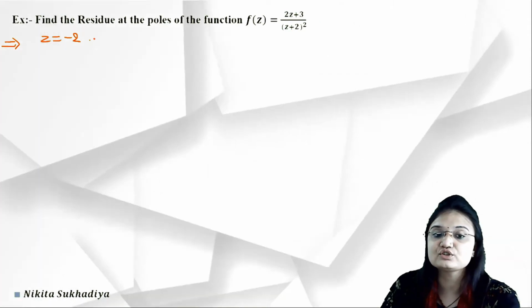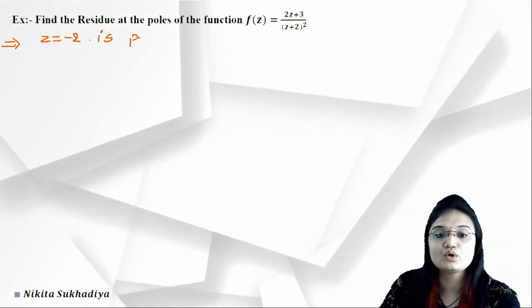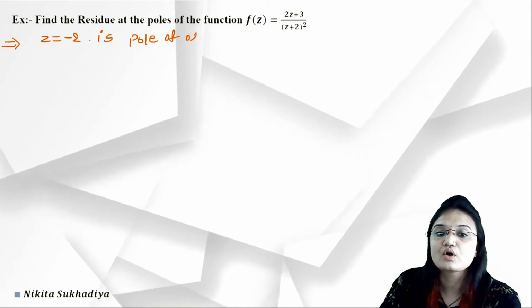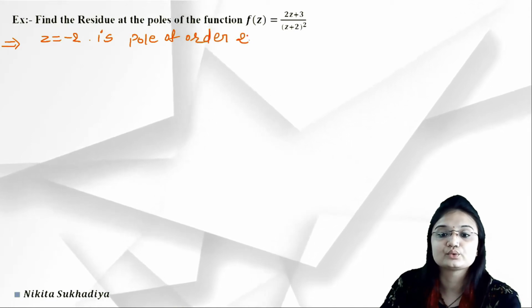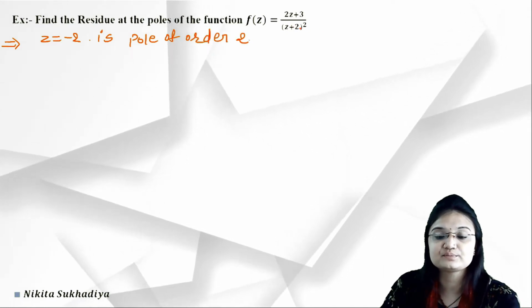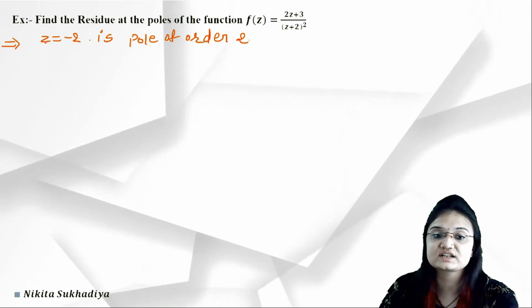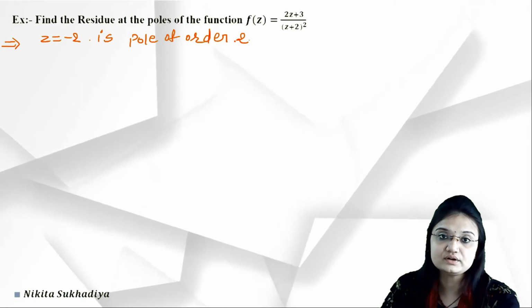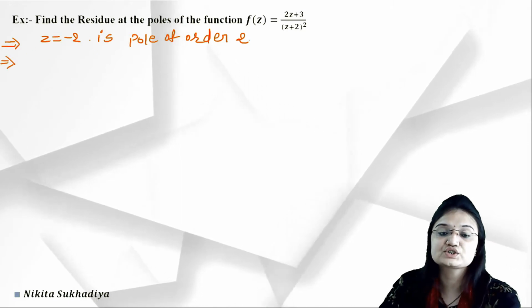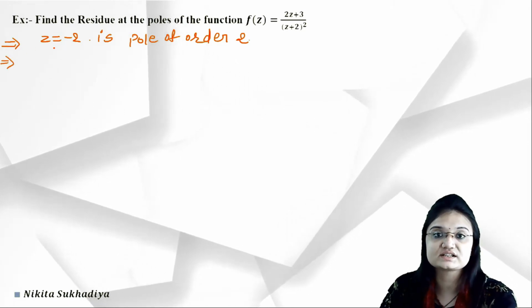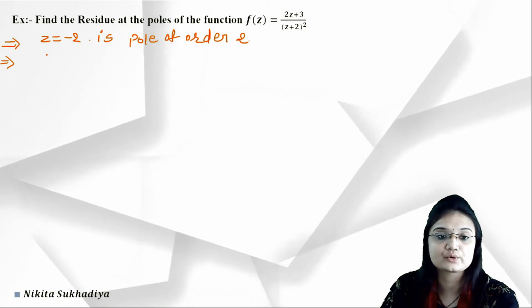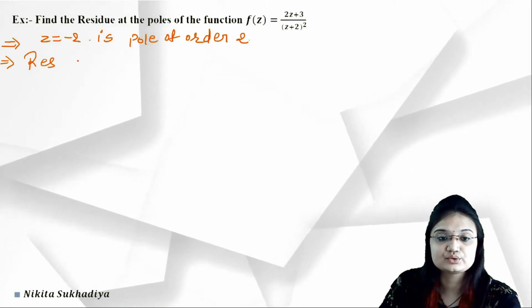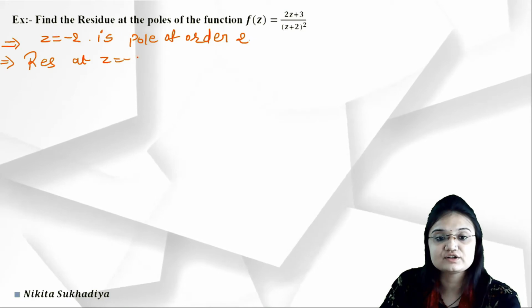But z is equal to minus 2 is a pole of order 2, because here we have z plus 2 whole square. So we can say that z is equal to minus 2 is a pole of order 2. So now let's find the residue at pole z is equal to minus 2.